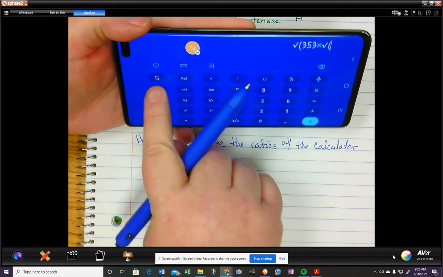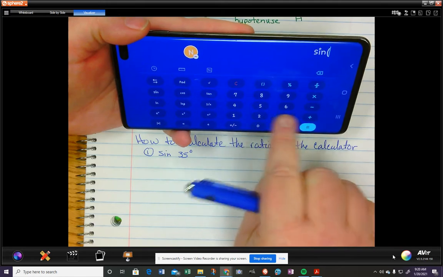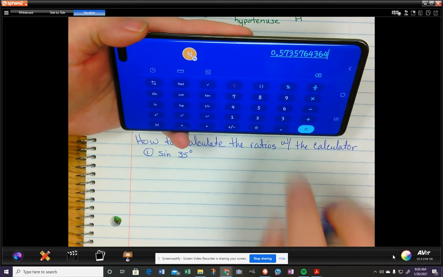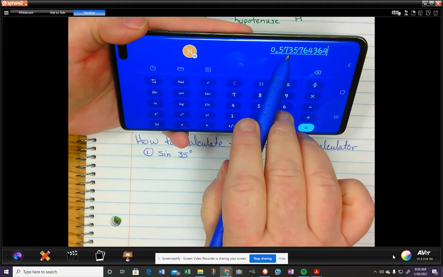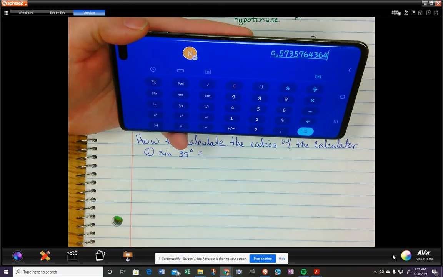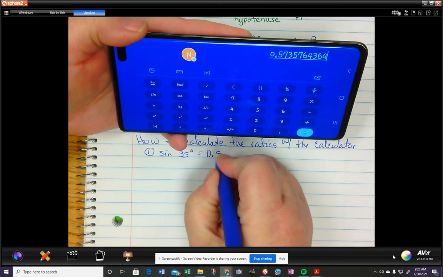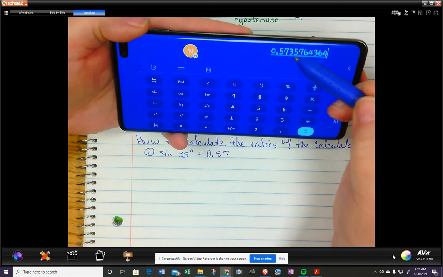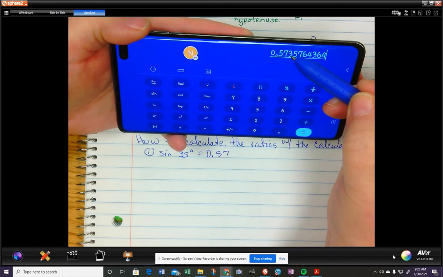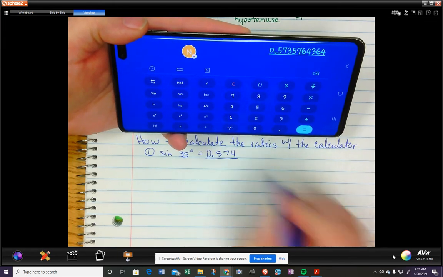So if I type sine, looks like I need to clear my calculator, sine 35, parentheses, and press equals, it tells me what the ratio is. And I'm going to put equals. I'm rounding to the third decimal place, 0.57. And if I look at the fourth place, that's a 5, so I have to make the third one be a 6. There's my answer.